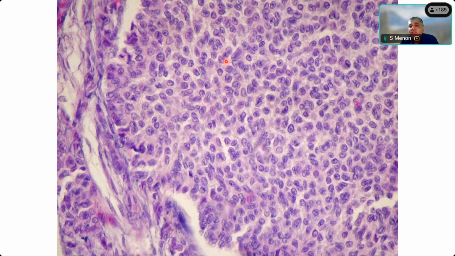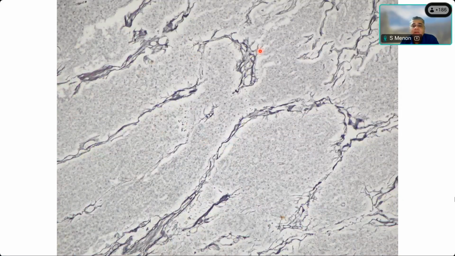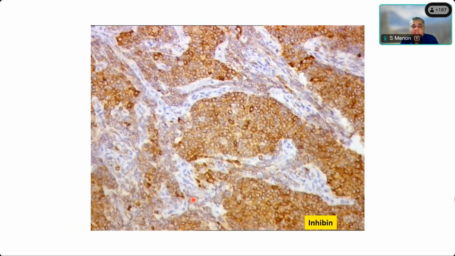So this is how the grooves are there in adult granulosa. Almost every second or third cell will show you the coffee bean appearance in a classical case. This is very classical. And when you do a reticulin, the reticulin fibers are around large nests of these tumor cells, not around individual tumor cells. These are positive for inhibin.